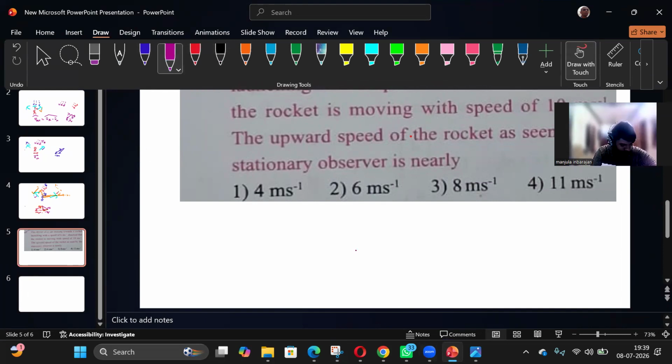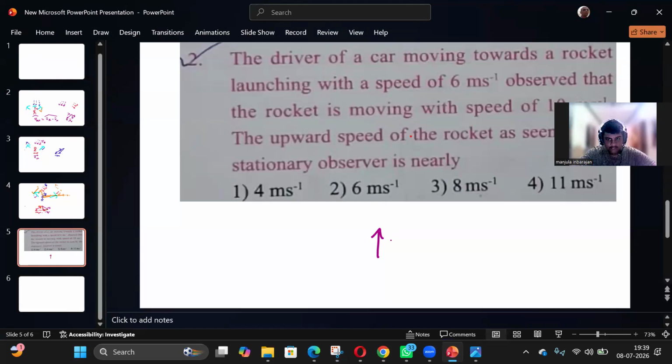See, the rocket is going up, no? So it should be J cap. The velocity of the rocket is upwards, and the velocity of the car is towards the right. It is going in the direction towards the rocket. Okay, so this is the velocity of the man.